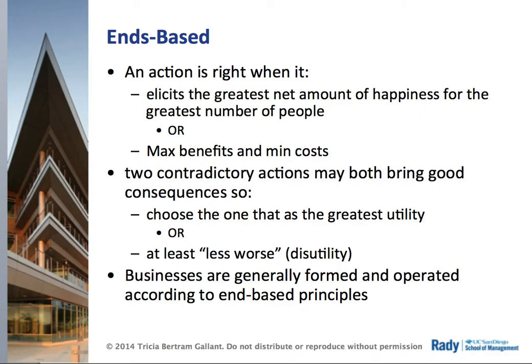In the ends-based resolution principle, an action is determined to be right when it elicits the greatest amount of happiness for the greatest number of people, or maximizes benefits and minimizes costs. Note that Kidder just mentions the greatest good for the greatest number, but it is really about net benefits, the greatest good for the least amount of harm.